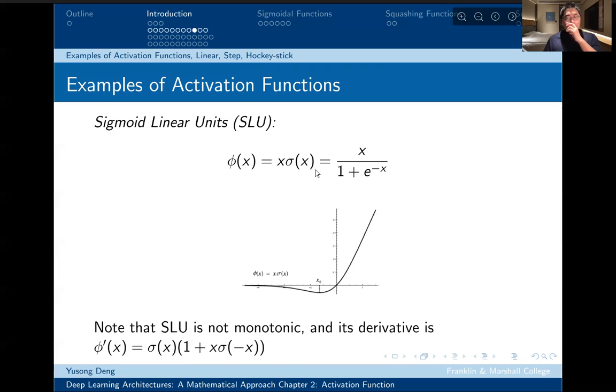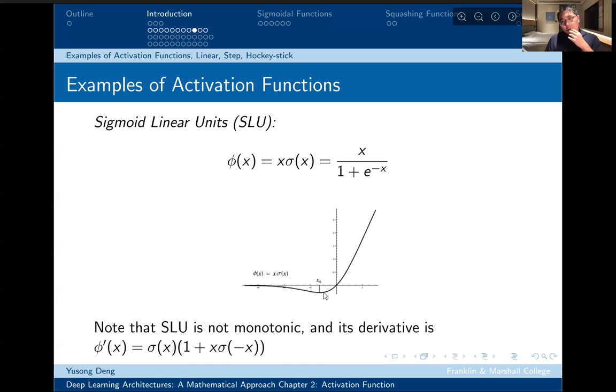And with this sigma(x), we have phi(x) equals x over 1 plus e to the power of negative x. And the special thing here is that this activation function is not monotonic, which means it's not always increasing or always decreasing. But its derivative shows this, and also you can see there is a critical point of the function that makes the function value the smallest through the whole range.